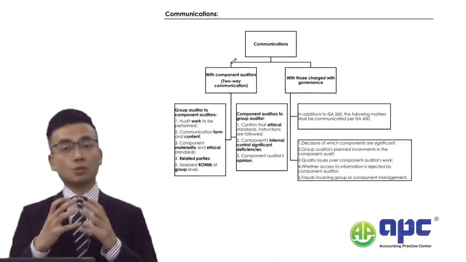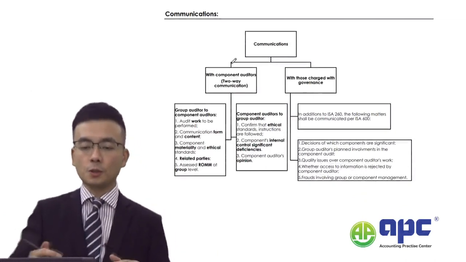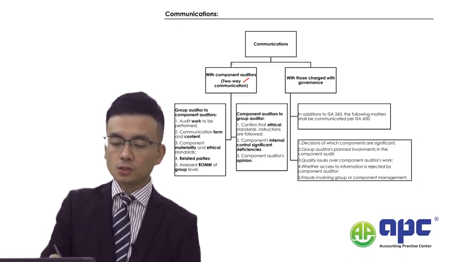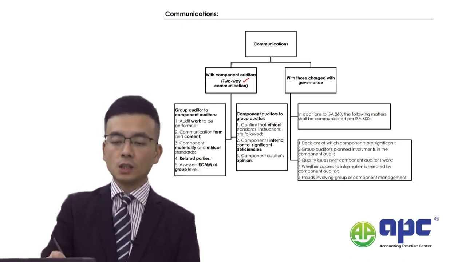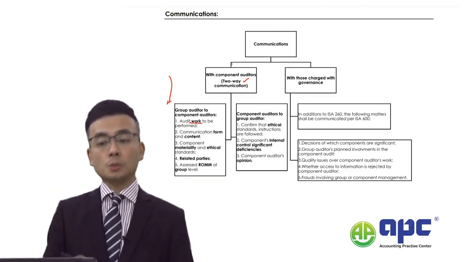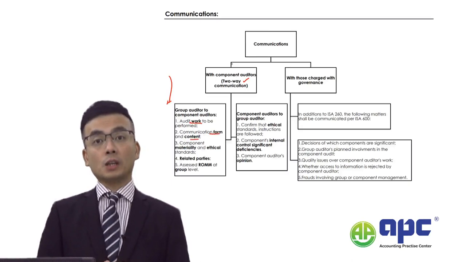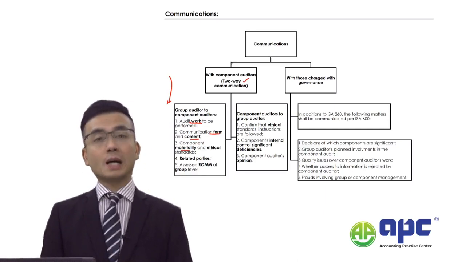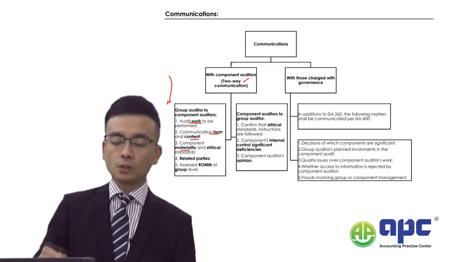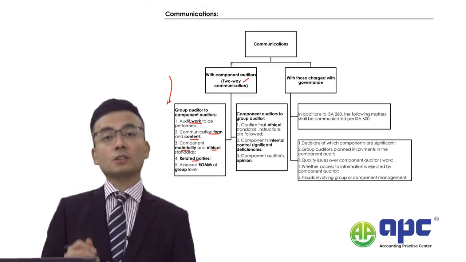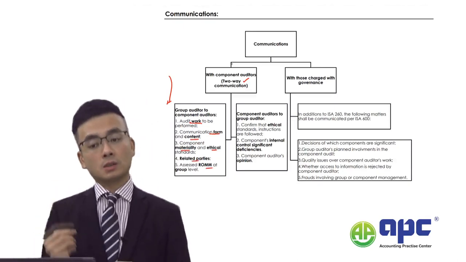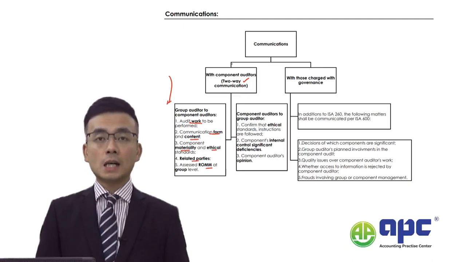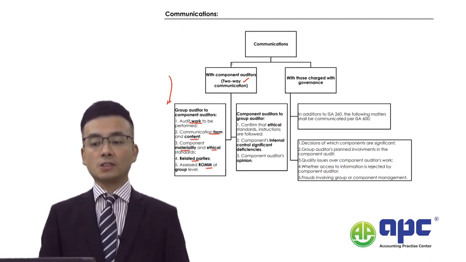Now, how about communications with the components auditor from a group auditor's point of view? Remember, this is a two-way communication. From the group auditor, in other words the parent's auditor, to the components auditor: what sort of work is to be performed, defining the communication form and content for emails, reports and so on, determining the component materiality level and confirming that it's appropriate, whether or not you're following the ethical standards, identifying the related parties properly, and whether or not the component auditor has assessed the risks of material misstatements at the group level, especially whether or not it's a going concern entity.